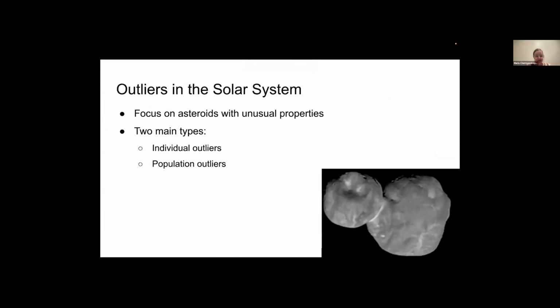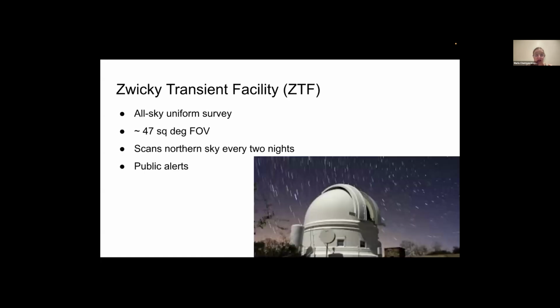As Mike helpfully talked, he introduced snaps. But when I'm talking about outliers, I'm talking about asteroids with unusual properties. There are two main types. Like we established already, individual outliers are objects whose properties change over time, but it's an individual object here or there. And population outliers are groups of objects that we want to study in concert because they tell us something interesting about the solar system that way.